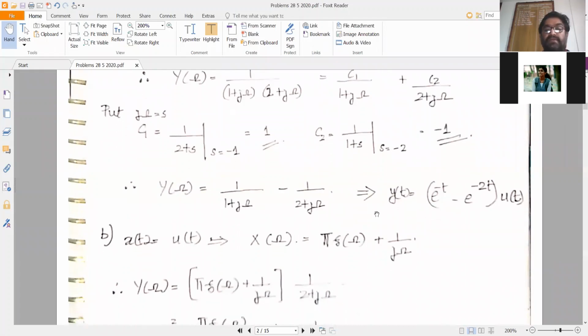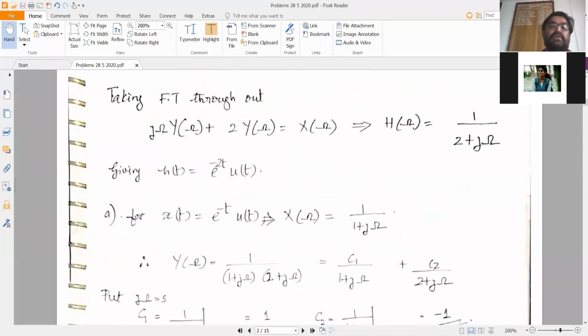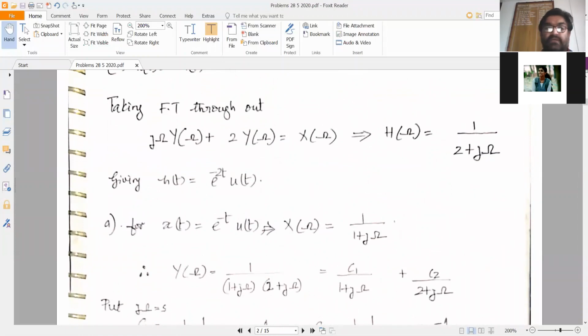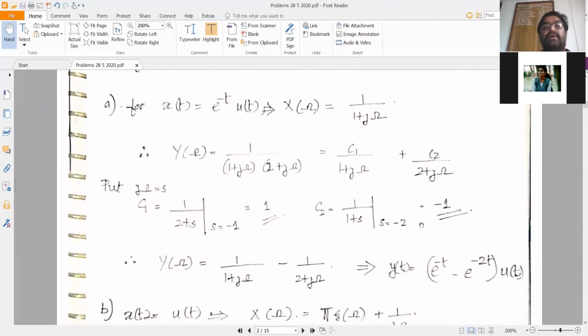minus 1 by 2 plus j omega, which will imply that y of t is equal to e raised to minus t minus e raised to minus 2t into u of t. So that's how you simplify this question. So you see that the complexity for solving this problem using Laplace transform or using Fourier transform is exactly the same. So you could have done it using either Laplace transform or Fourier transform.